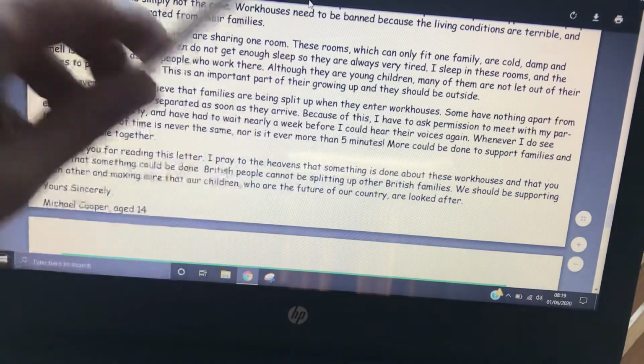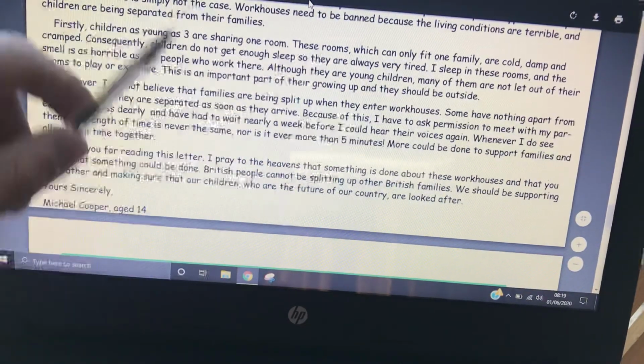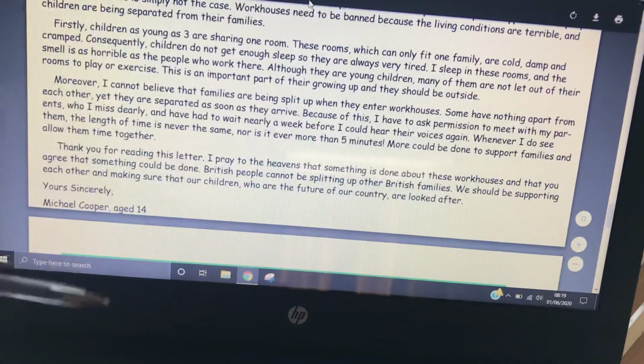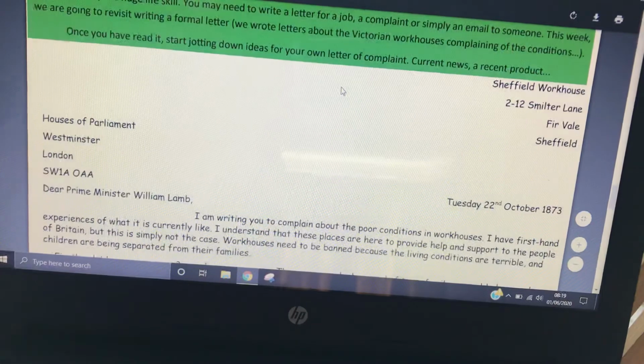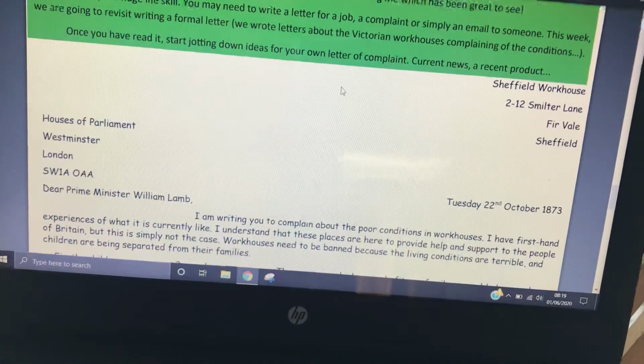Start trying to read through and think about some of the features. How do we link them? Can you spot the P? Can you remember what P even stood for? I won't tell you today. And then, bullet points. What would your letter of complaint be?